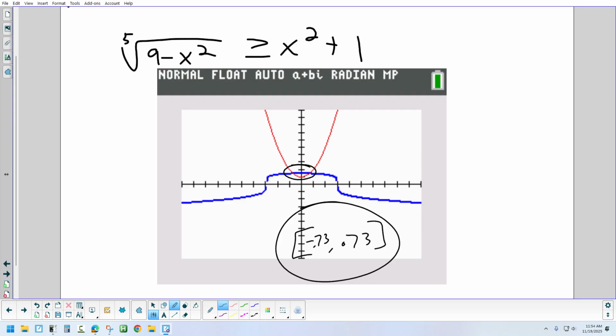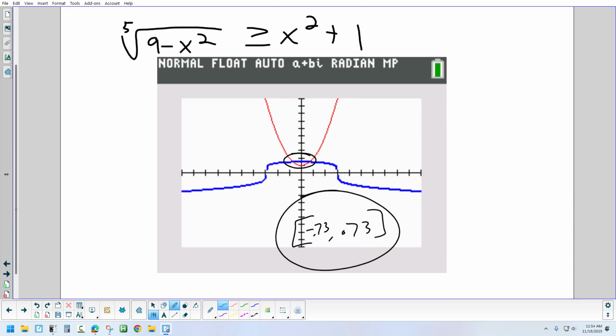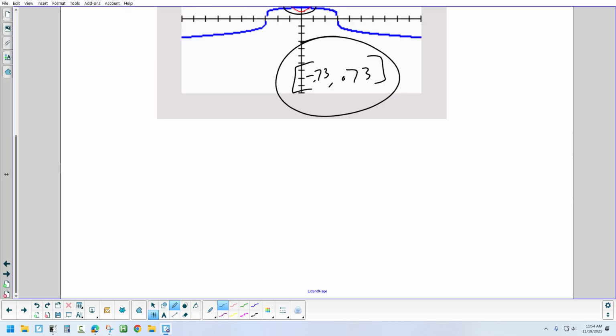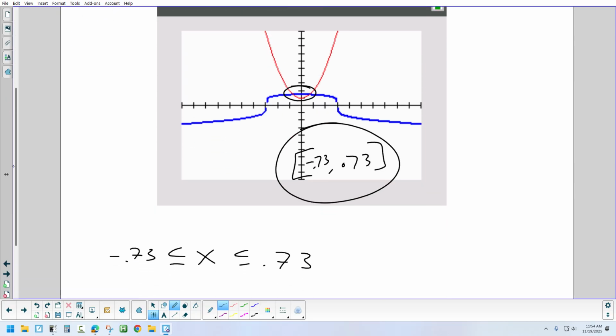Well, any question on that one? Would that just be the answer? Yeah, that's the interval from negative 0.73 to 0.73. If they said to write it in inequality notation, you could do this. It's the same thing. It depends how it asks for the answer. But it's between those two numbers, including the numbers themselves. Okay, any other question on that?